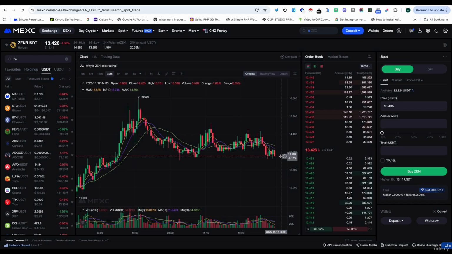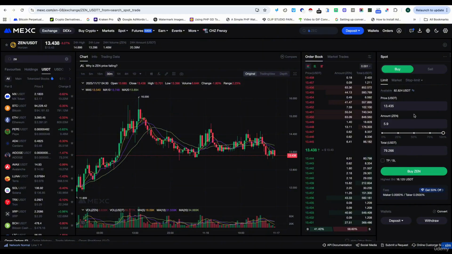Let's also talk quickly about fees. On MEXC, the maker fee is 0%, and the taker fee is 0.05%. This means if you want to save on transaction fees, you should always place a limit order instead of a market order. In this example, we want to invest 80 USDT on the spot side. So when we enter 80 USDT into the total field, you will see that we can buy around 5.71 Zen.